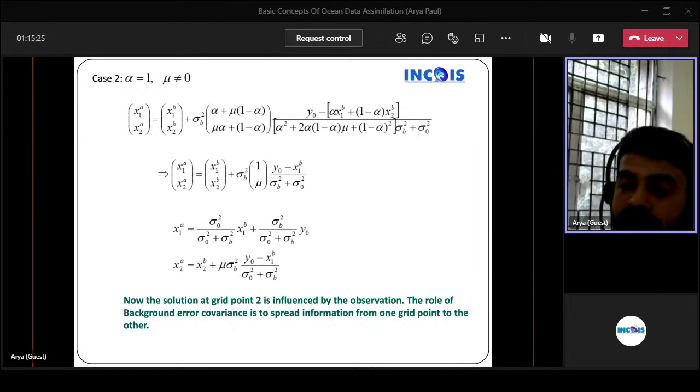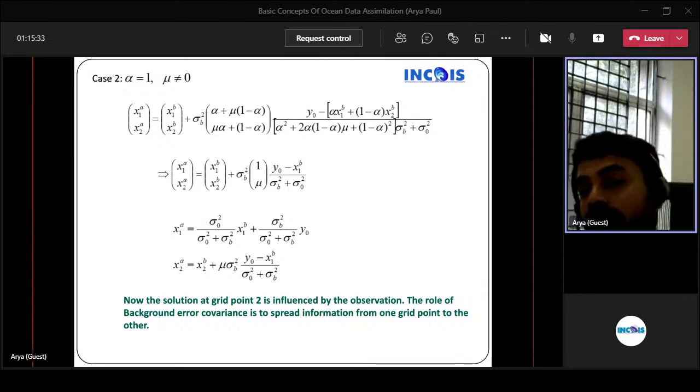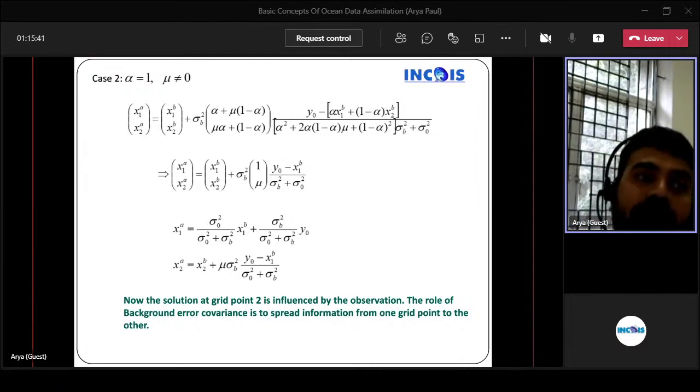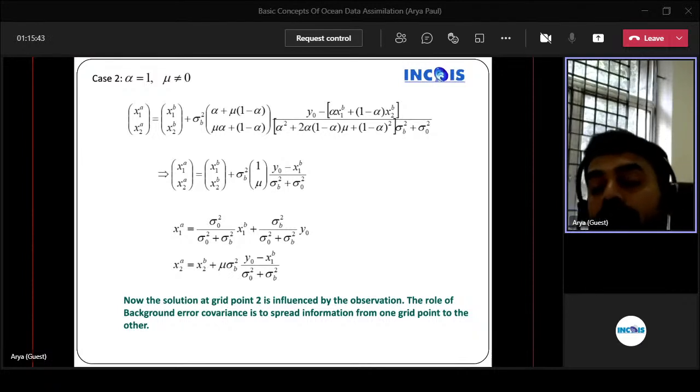So what determines this spread? This spread is determined by the background error covariance. And this is the reason why we should be very careful about trying to estimate the right background error covariance.